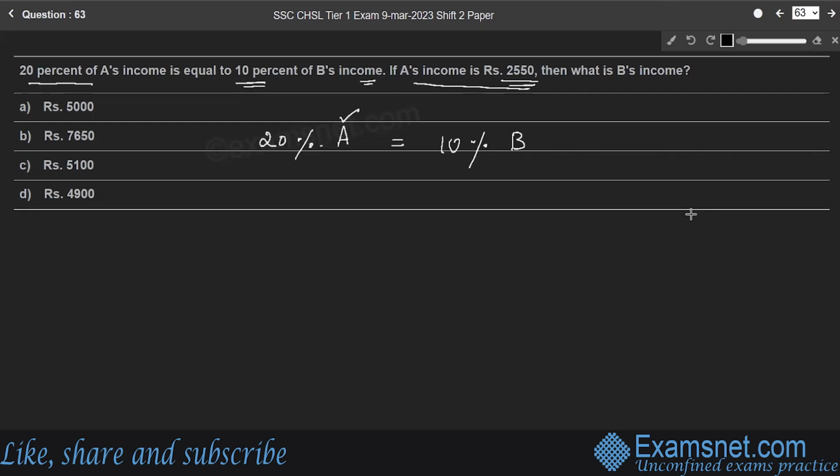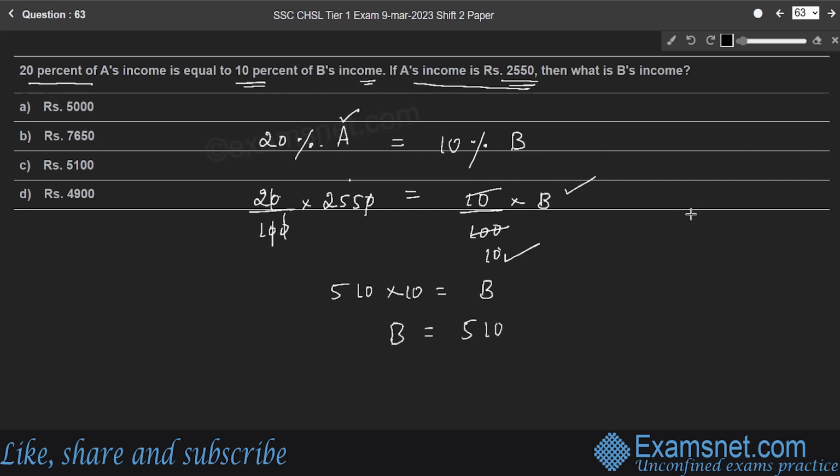Here A's income is given, 2,550. So we can write it as 20 by 100 into A's income, 2,550, is equal to 10 by 100 into B's income, into B. Therefore, we need to find the value of B. So 10 into 10 is 100, so here we can cancel 2 zeros. So 255 into 2 is 510, so into 10 is equal to B. Here this 10, when it goes to LHS, it becomes into 10. Therefore, B is equal to 5,100 rupees.